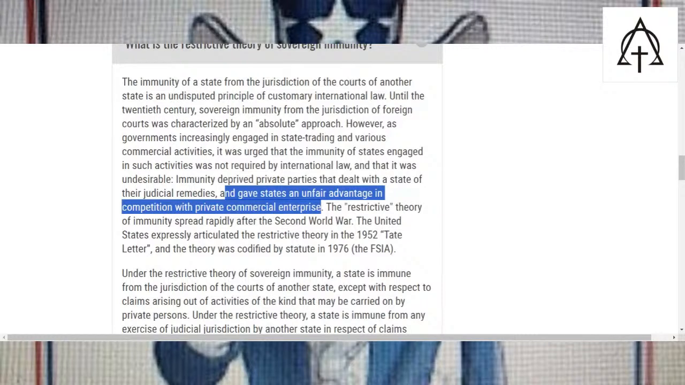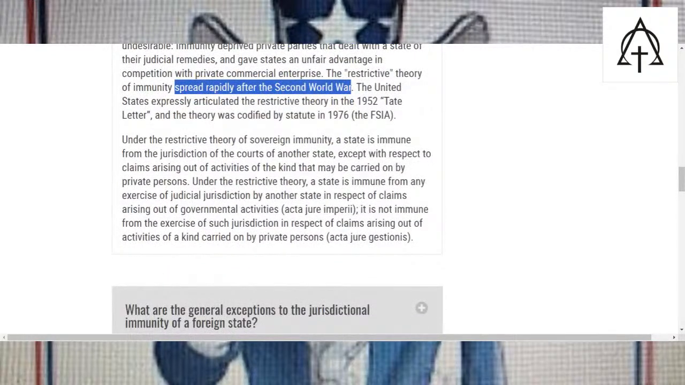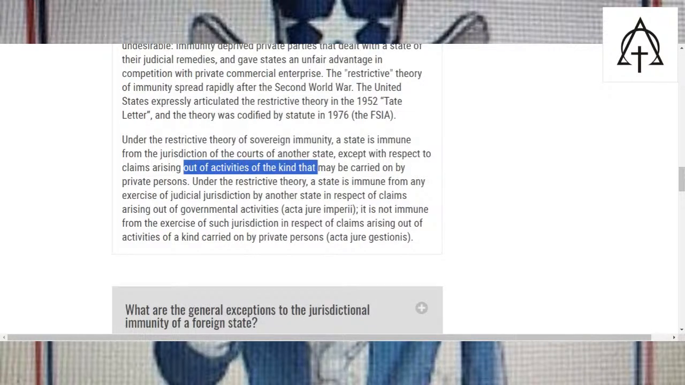The restrictive theory of immunity spread rapidly after the Second World War. The United States expressly articulated the restrictive theory in the 1952 Tate Letter, and the theory was codified by statute in 1976. Under the restrictive theory of sovereign immunity, a state is immune from the jurisdiction of the courts of another state, except with respect to claims arising out of activities of the kind that may be carried on by private persons, such as private trades, private exchanges, private commercial activities.